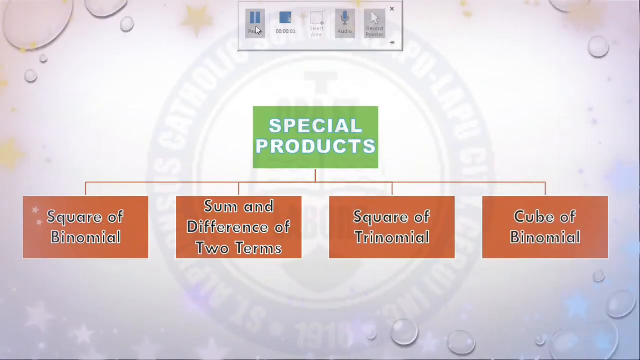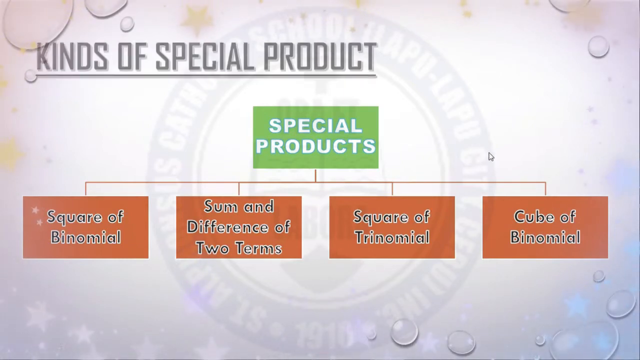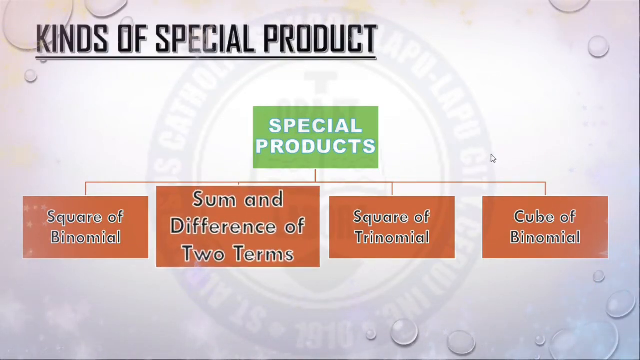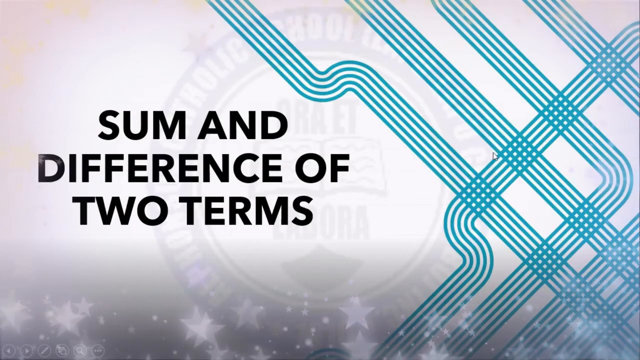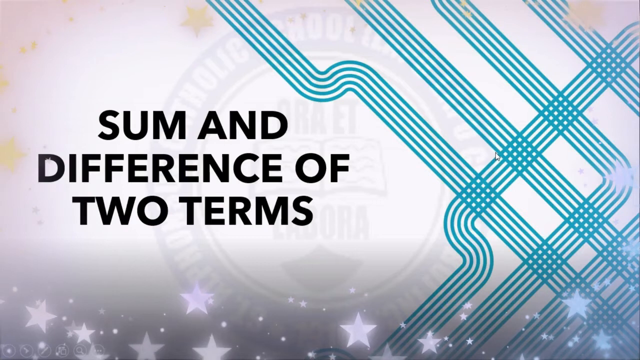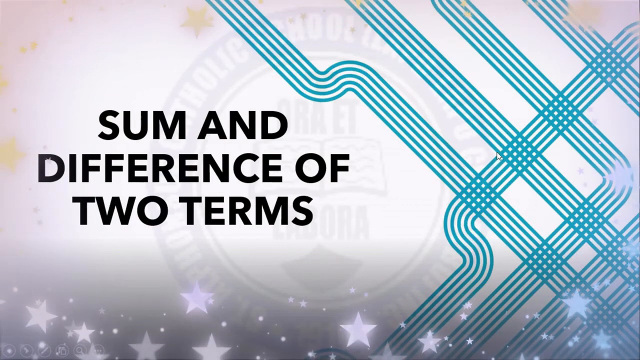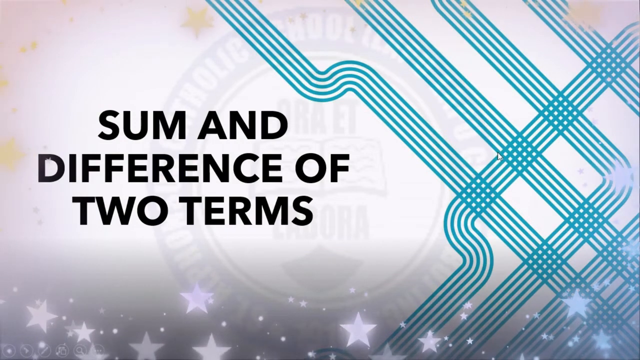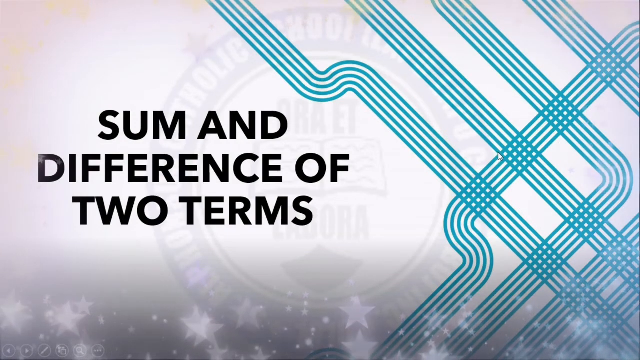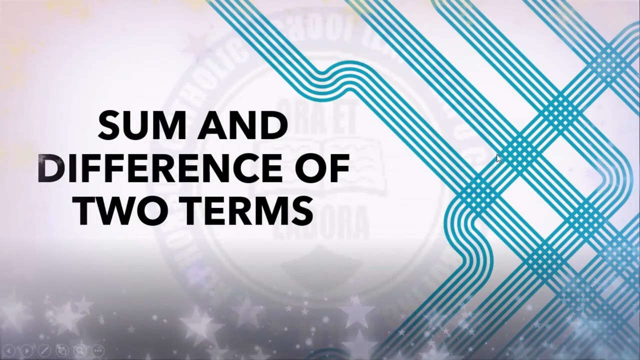Today, we are going to discuss the second type of special product, which is sum and difference of two terms. What is sum? And what is difference? If your choice for sum is the answer for addition and difference is the answer for subtraction, then good job, you are right.